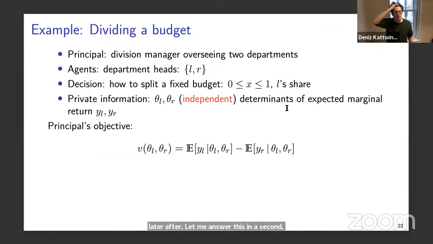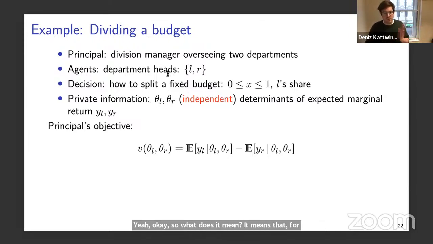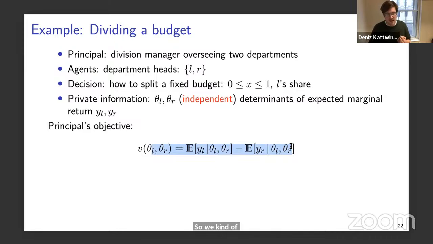Okay. So, what does it mean? It means that for our example, again, we have the principal being the division manager overseeing these two departments. The agents are the department heads, left and right, and the decision is how to split a fixed budget. And we assume now, this is important, that the information that the two department heads hold is independent, but jointly determines the expected marginal returns for each department. So we ended in this value function, and now when is this additively separable?